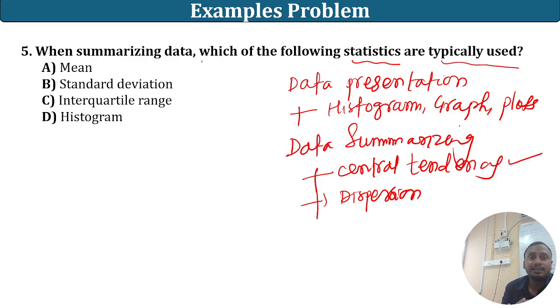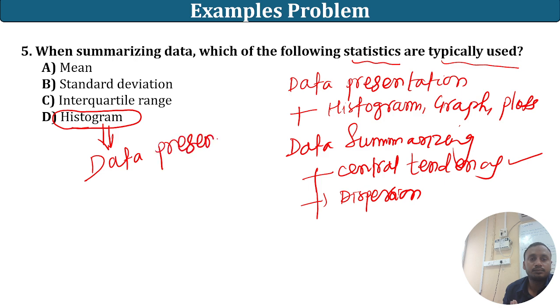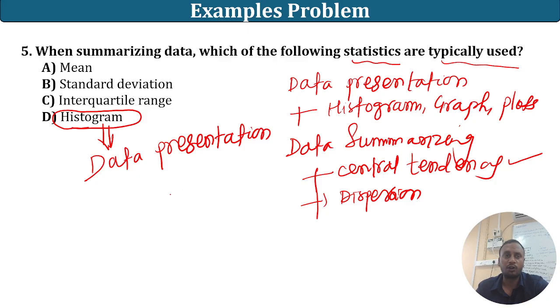So data summarizing. This histogram can't be the answer because it's data presentation, not data summarizing. It's something to communicate or to show the distribution of the data, not what the average value is, or how the data is going to spread out. That is going to tell about the mean, standard deviation, and data quantity. So all three will be the answer.